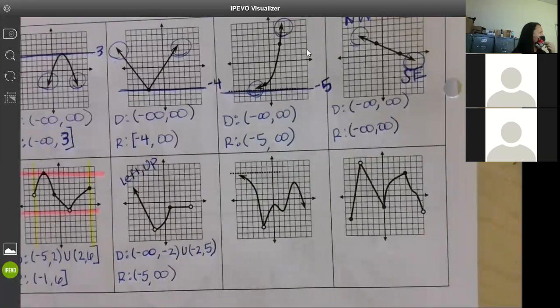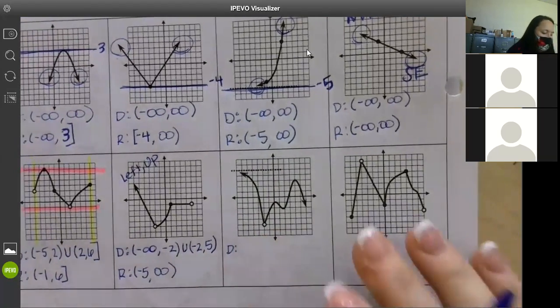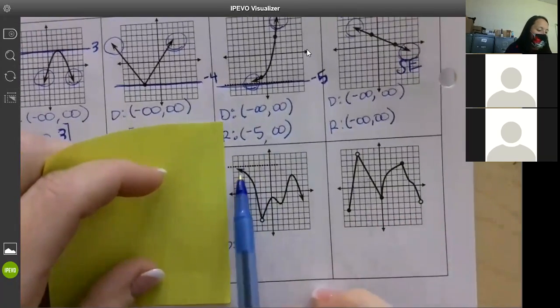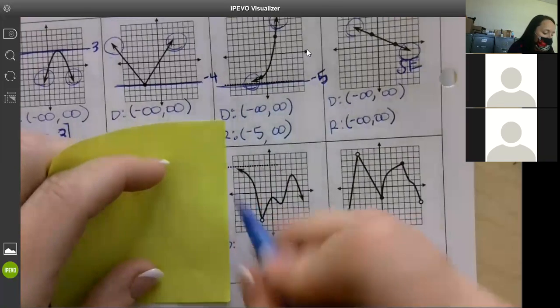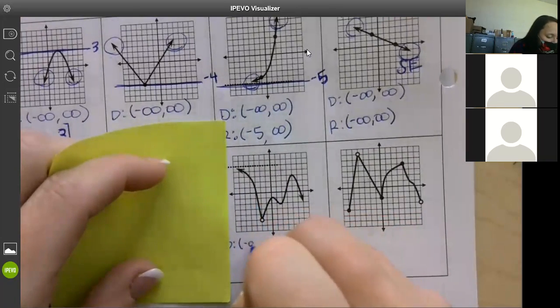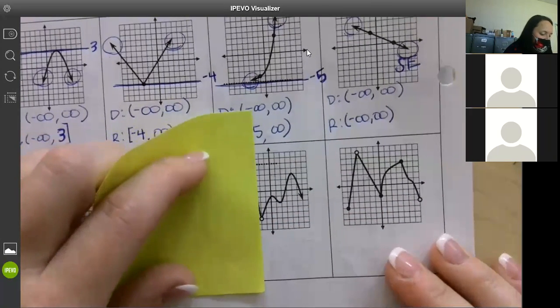We have 2 more, and then I'm not going to make you write the equations. We'll probably do those tomorrow to start with, and then we'll finish out. Okay. All right. We're going to go left to right. Be careful on this one. Look on the left. What do you see on the left? Infinity. What kind of infinity though? Negative infinity.